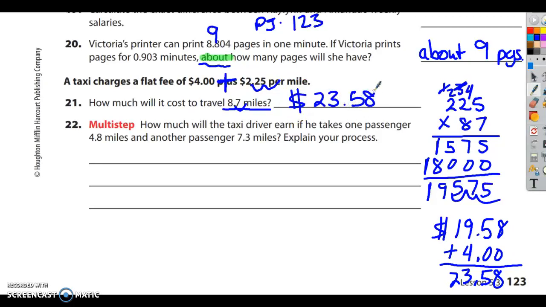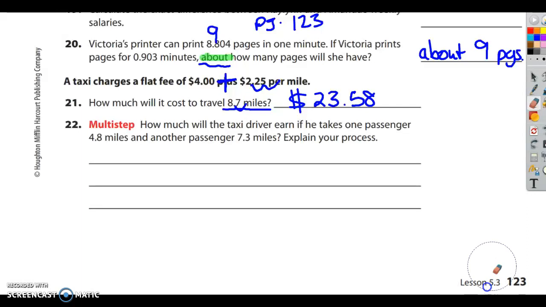All right, number 22. Multi-step. How much will the taxi driver earn if he takes one passenger 4.8 miles and another passenger 7.3 miles? Explain your process. Now there's not one right way to do this. There's several ways to do it. One efficient way to do this would be to recognize that there's two different passengers. So we've got one passenger and then another passenger. So how many $4 fees are you going to have? You're going to have two $4 fees.